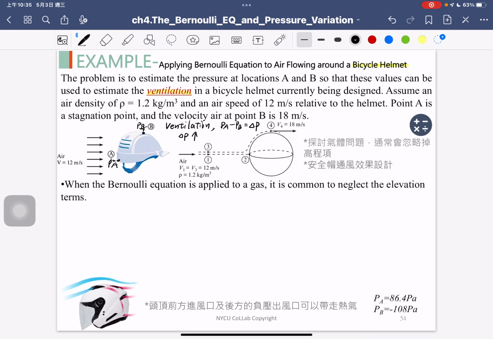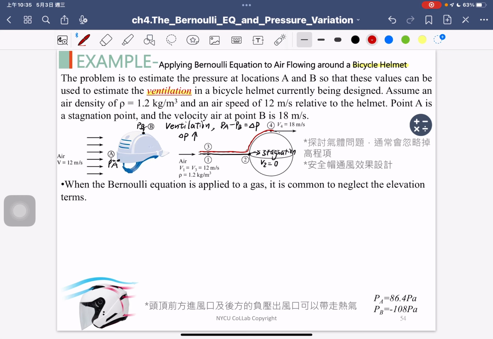We should figure out how large the pressure difference is. On the right hand side, we have different streamlines. The first streamline is along points 1 to 2. Point 2 we call the stagnation point, right? At a stagnation point, we know that the velocity V2 is equal to 0. That's why we call it the stagnation point. The second streamline is on the top, like the red line here, and this is the streamline we consider from point 3 to point 4.